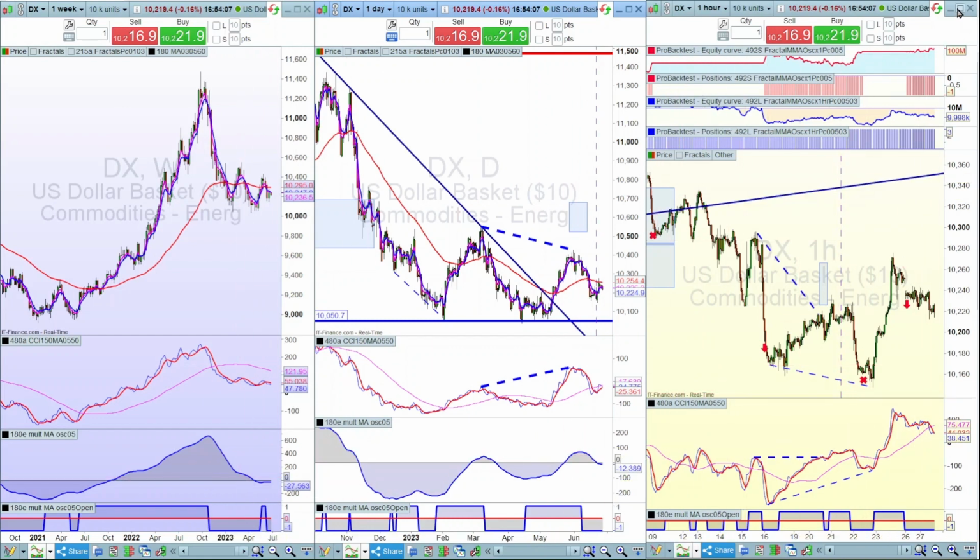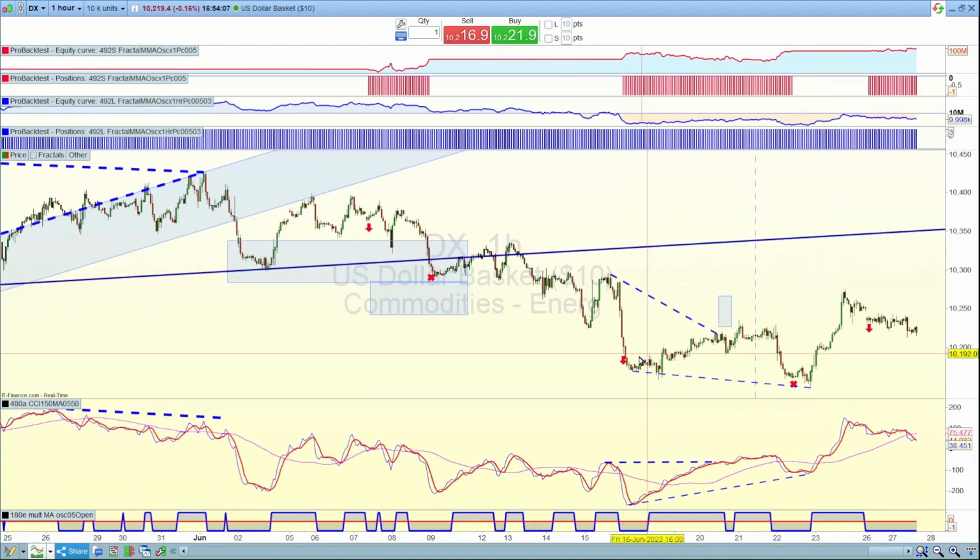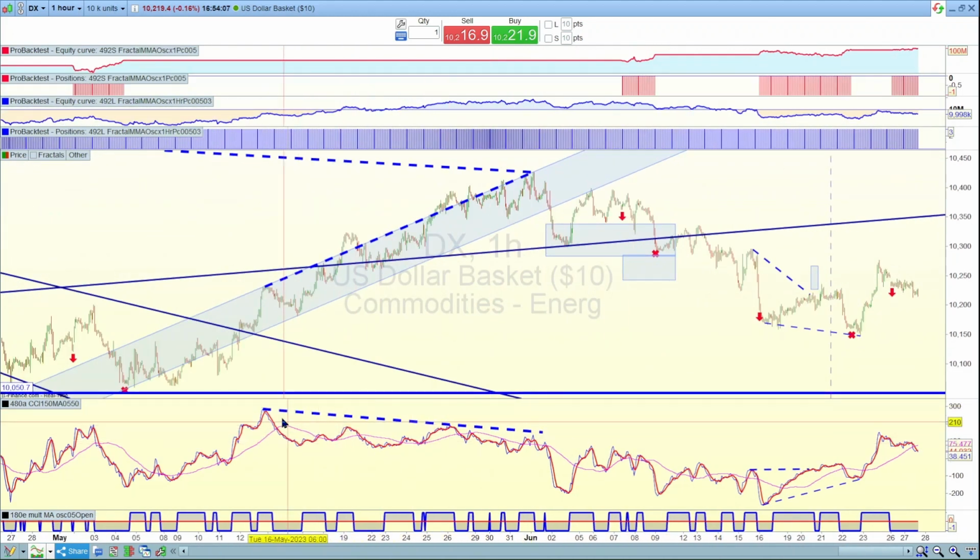On the hourly, we had a couple of divergences back here, a bearish divergence on the CCI versus a bullish on the price chart. It broke below its channel, and we had a target range in there. That was the closest target range of the Fibonacci range between that low and that high, and we had a secondary target which it hit eventually as well.